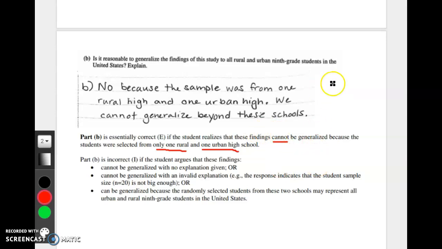Now, just to give you an example where this would be a yes, let's say they took samples from rural high schools all over the United States. They randomly selected 50 rural high schools from the United States and sampled from them, or 50 urban high schools throughout the United States. That would be an instance where you can generalize to the population, but here you can really only generalize to those schools.